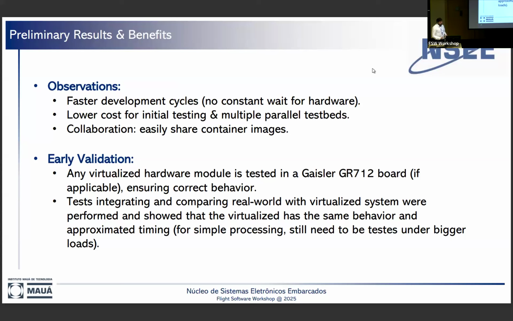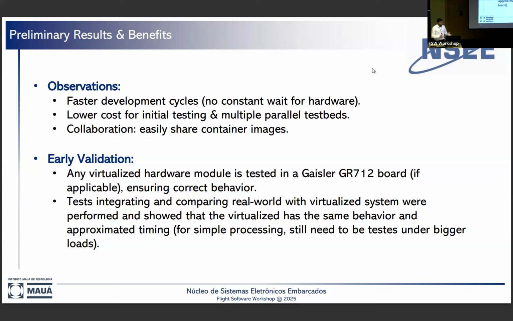Again, the primary results we observed: the idea is that we can have faster development cycles and lower cost for initial testing, and have multiple parallel test benches, because you can also run parallel CI/CD pipelines if you want to, and it makes collaboration easier. This was a problem for our hardware development because you need to deliver hardware and then deliver an image, and they need to burn software and burn FPGA images. The idea now is to deliver a simple package that they can run anytime they want.